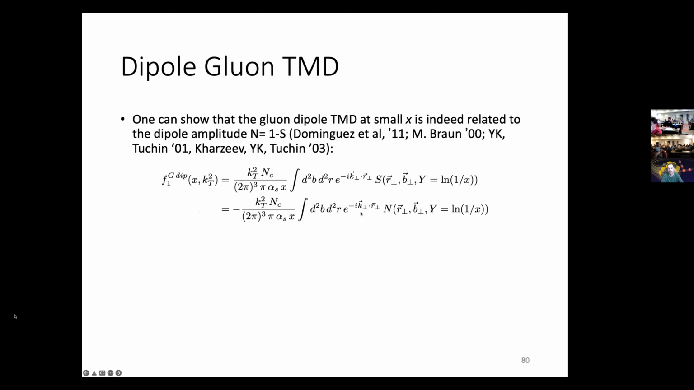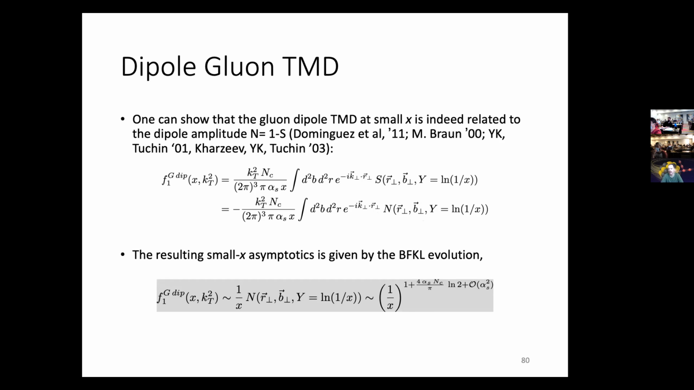Again, this is a small x notation. So in the TMD community, what I used to call x perp, somehow I'm calling it r perp here. This is what b perp is, and this b perp is really the input parameter of this dipole, which also needs to be integrated out.